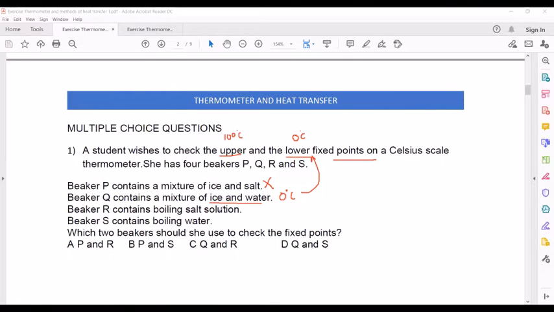Beaker R contain a boiling salt solution. Salt solution means impure water, and impure water will not boil at 100 degree centigrade. And the last one, beaker S contain a boiling water. So when it contain a boiling water, it will boil at 100 degree centigrade. As it will boil at 100 degree centigrade, so we can mark the upper fixed point. So beaker Q and beaker S can be used to mark the upper and the lower fixed points.